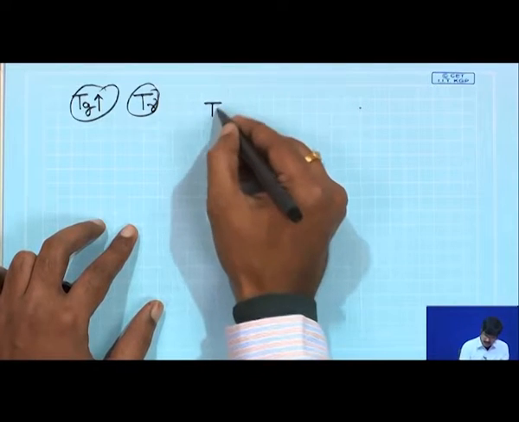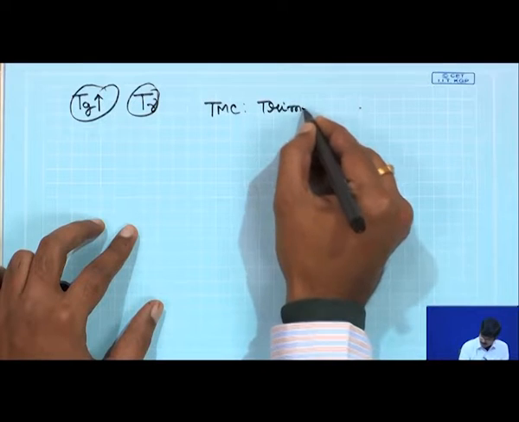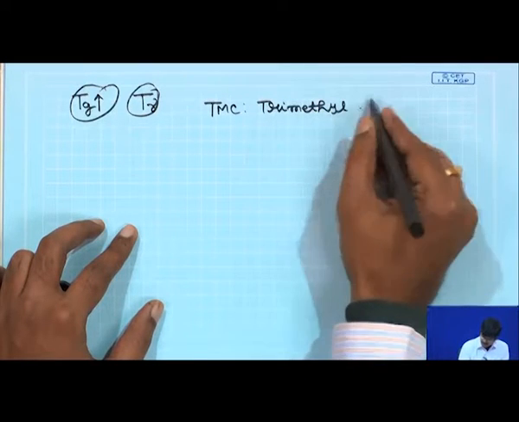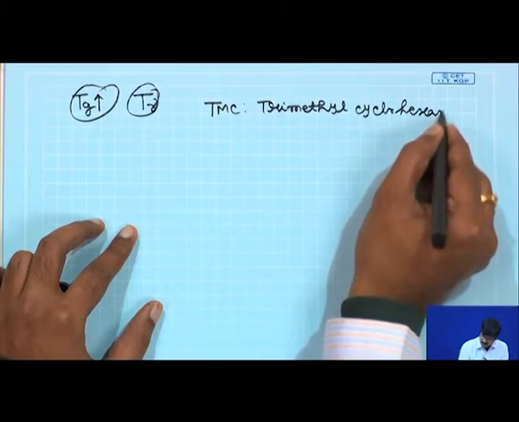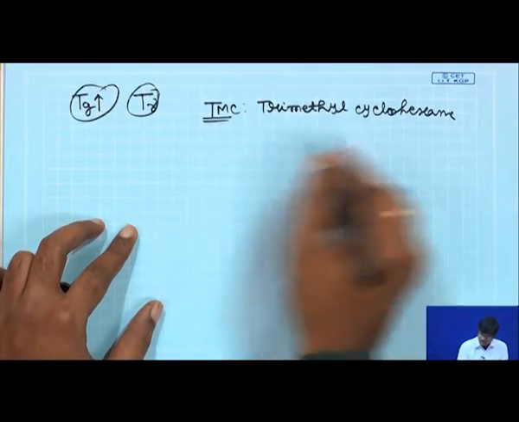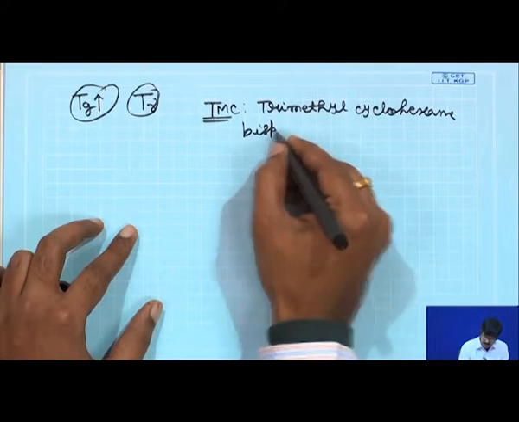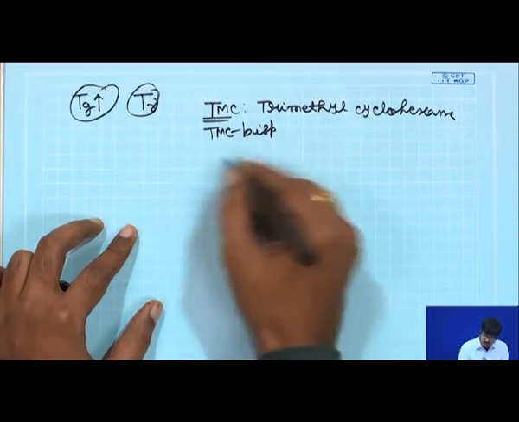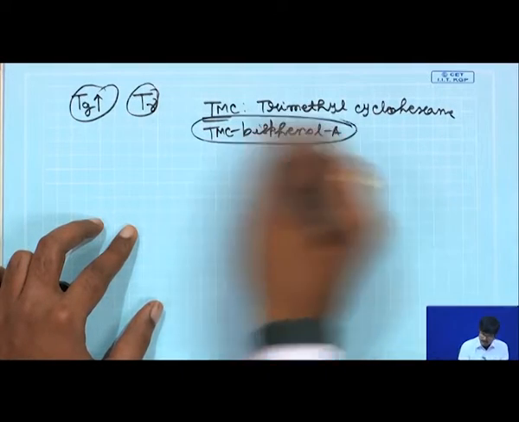Okay. Let us try this. Let us look at trimethyl. So, TMC is trimethyl cyclohexane. Let us look at TMC, trimethyl cyclohexane based bisphenol A as the starting material.